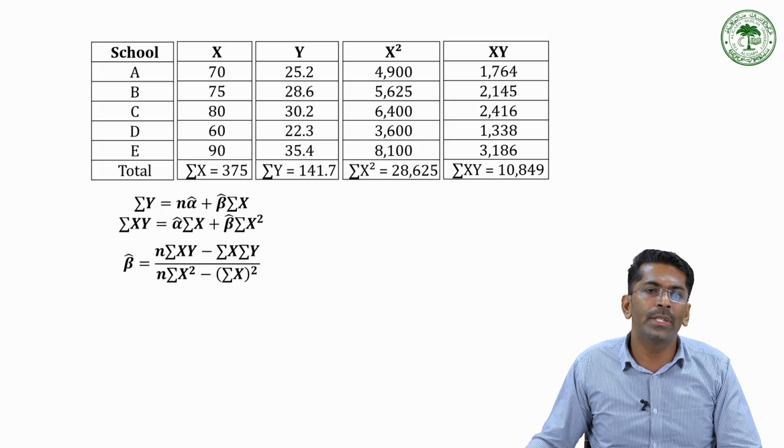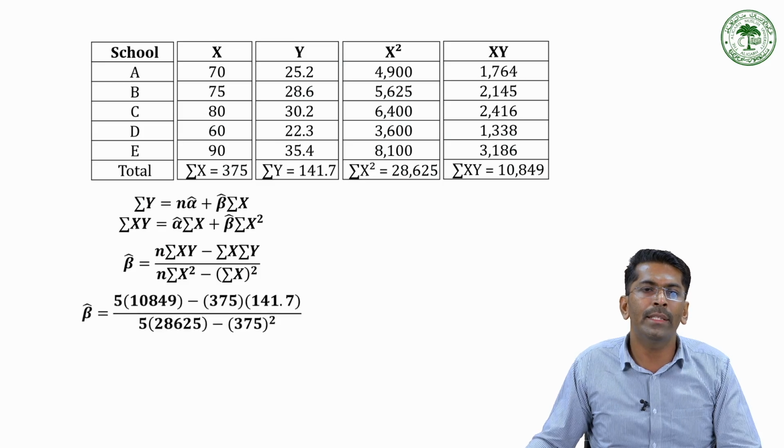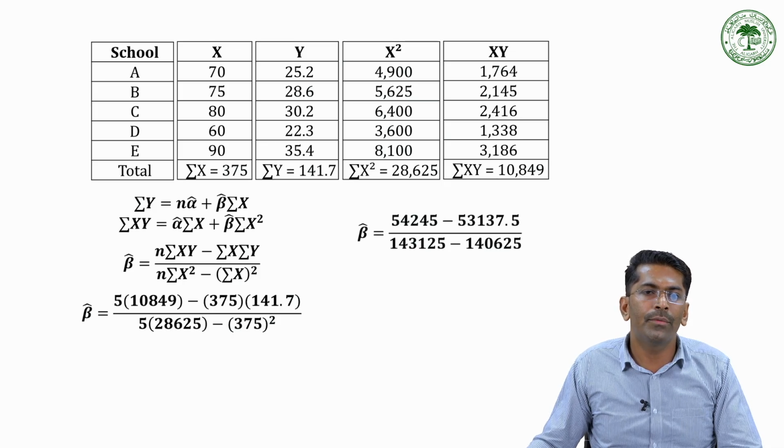Everything is already estimated here, so we just substitute: n is 5, into sum of xy, which is 10,849, minus sum of x, which is 375, into sum of y, 141.7, divided by n into sum of x square, that is 5 into 28,625, minus 375 square. If you multiply the first two terms, it will become 54,245, and the next two terms will become 53,137.5.